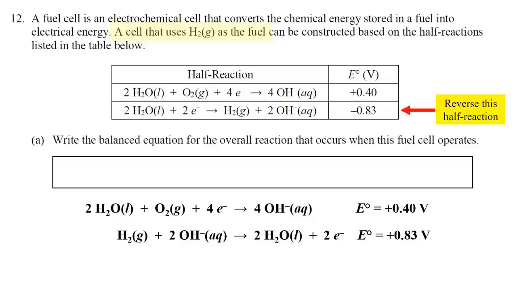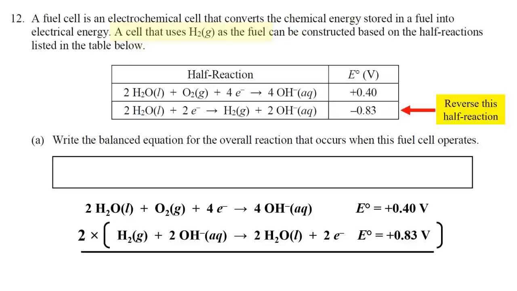And now I have hydrogen gas on the left as a reactant. I also have 2 moles of hydroxide ions. And on the product side, I have 2 moles of liquid water and 2 electrons. Now you can already probably tell if you look at the electrons that the electrons are not going to cancel out. The electrons that are gained in the first reaction, the reduction reaction, are not equal to the electrons lost in that second reaction that I reversed. So I've already reversed it, but now I have to multiply that second half reaction by 2 so I can get the electrons to cancel out.